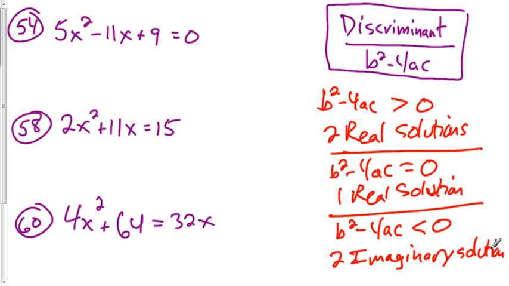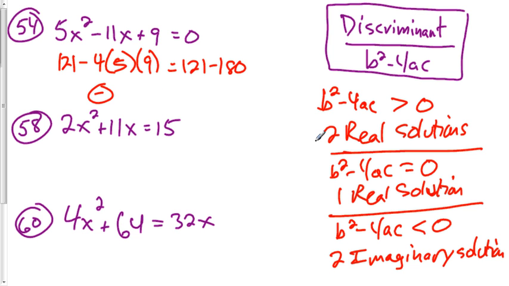Okay, so let's go through. I don't have to go through and do everything. The whole quadratic, they just want to know how many solutions and what type are they. So I know b is -11, so it's going to be b squared is 121 minus 4 times a times c. 4 times 5 is 20 times 9 is 180, so 121 minus 180 is going to be negative. So once I know it's negative, I'm going to get 2 imaginary solutions.